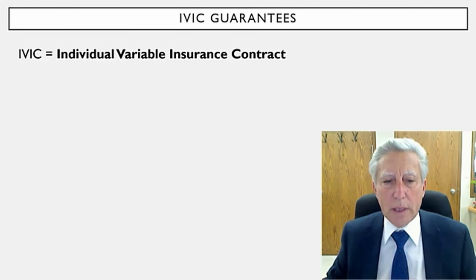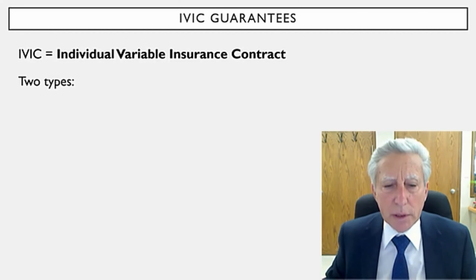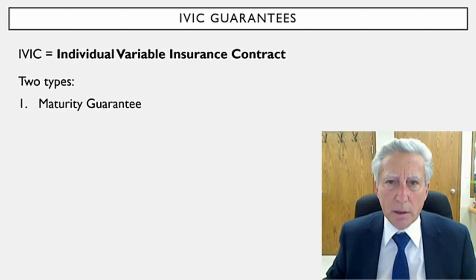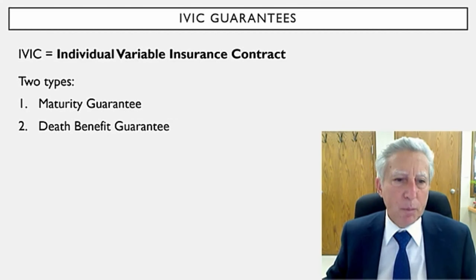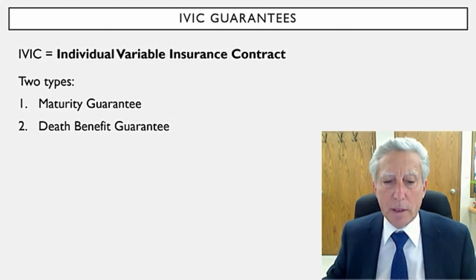So the first thing we'll look at is that an IVIC, like I said, is an individual variable insurance contract. And there are two types of guarantees, what we call a maturity guarantee and a death benefit guarantee. In other words, what happens at maturity and what happens should a person die between now, let's say, and the time the contract actually matures.